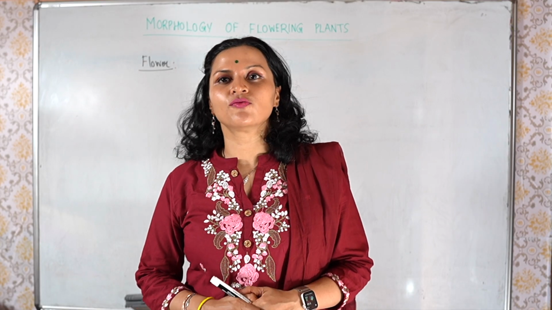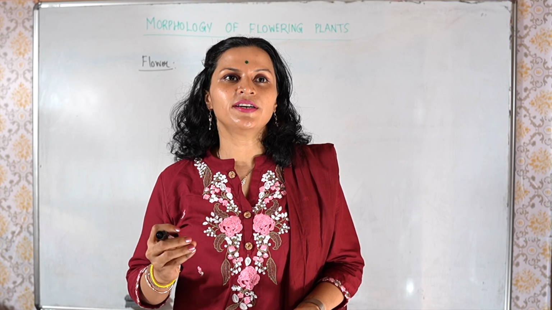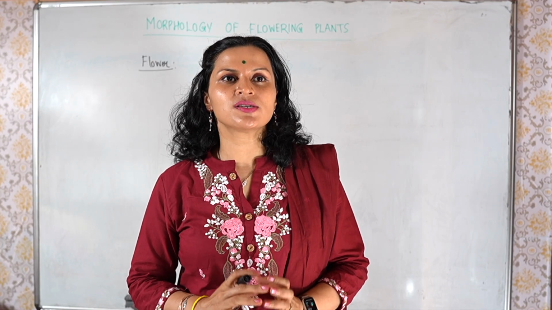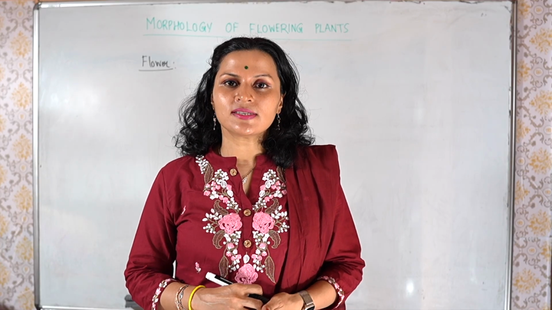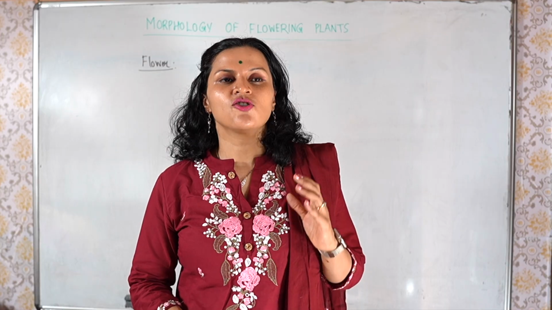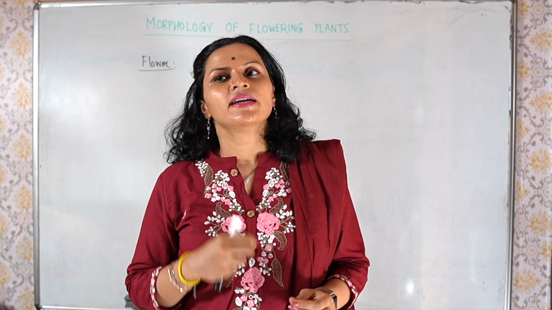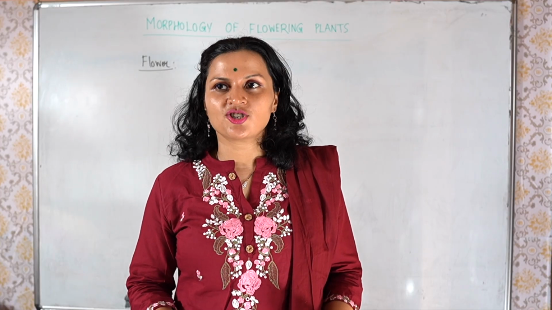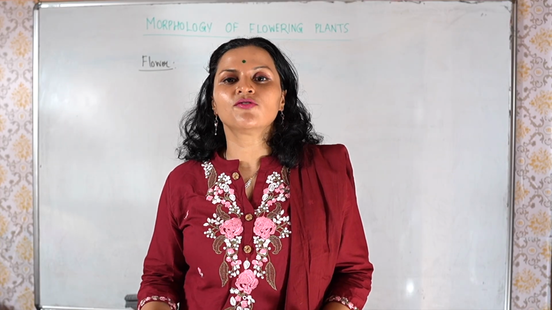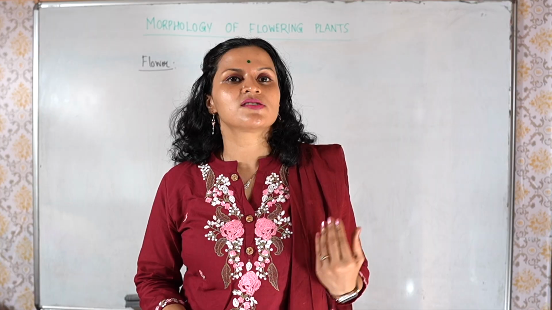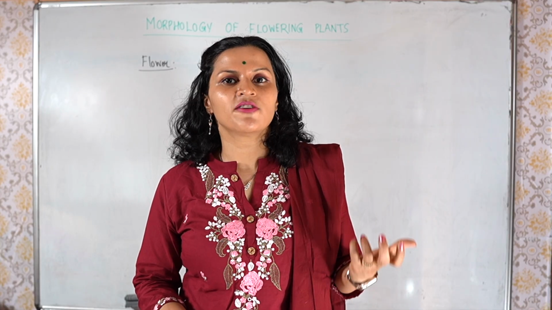Next we move on to the fruit. The ovary, when it is fertilized, matures into a fruit, wherein the ovule inside matures into the seed. Let's talk about the fruit. The fruit wall is known as the pericarp, which can be either dry or fleshy. If it is a dry pericarp, the fruit is called a dry fruit, and if it is a fleshy pericarp, the fruit is called a fleshy fruit.